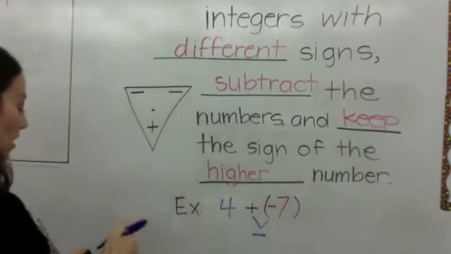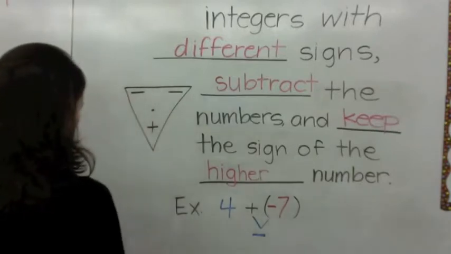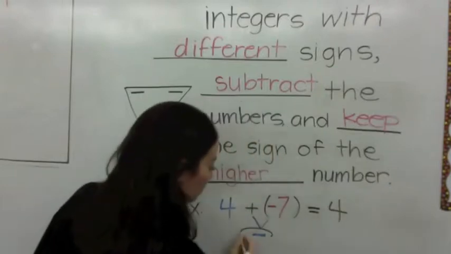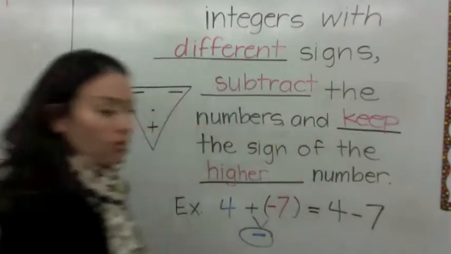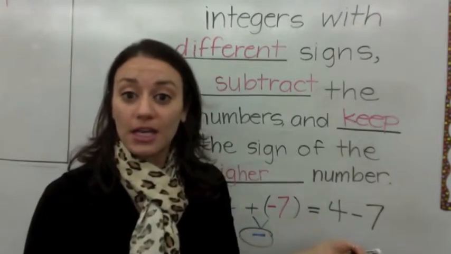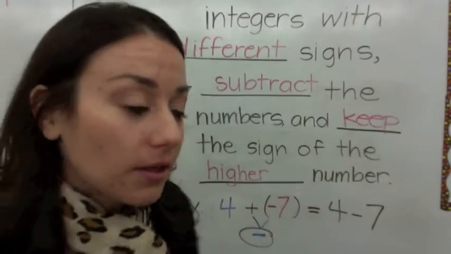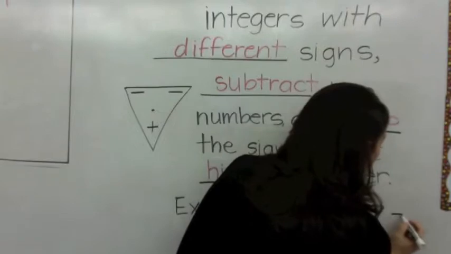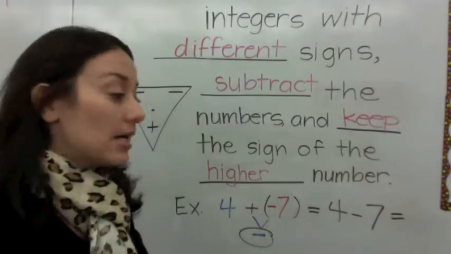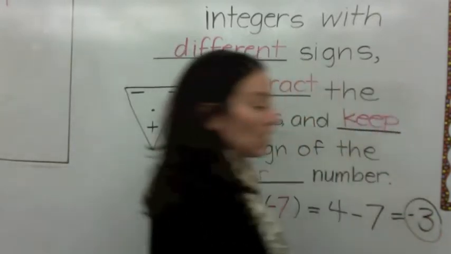So what I'm saying is that if you are adding a 4 and a negative 7, that really means 4 minus 7. 4 take away 7. And you know that you can't actually take 7 away from 4, because when you try and take a bigger number from a smaller number, the answer is negative. We've already talked about this. You have a positive 4 and a negative 7. So different signs, subtract, keep the sign of the higher number, which is negative. So the answer here is negative 3.